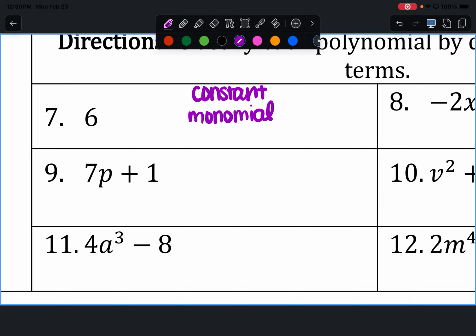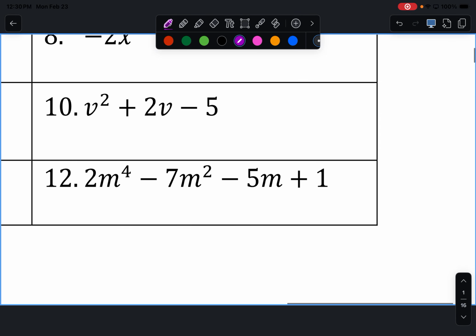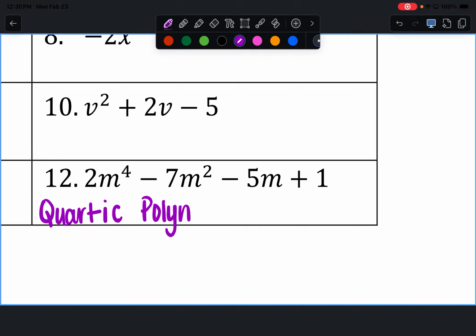All right. For number 9, what is number 9? It is a linear binomial. All right, then we're going to do number 12. What's the degree of number 12? 4. So that means it is going to be quartic. And it has 4 terms, so that means it is a quartic polynomial. All right, I want you to take a second and do the other 3 of these.